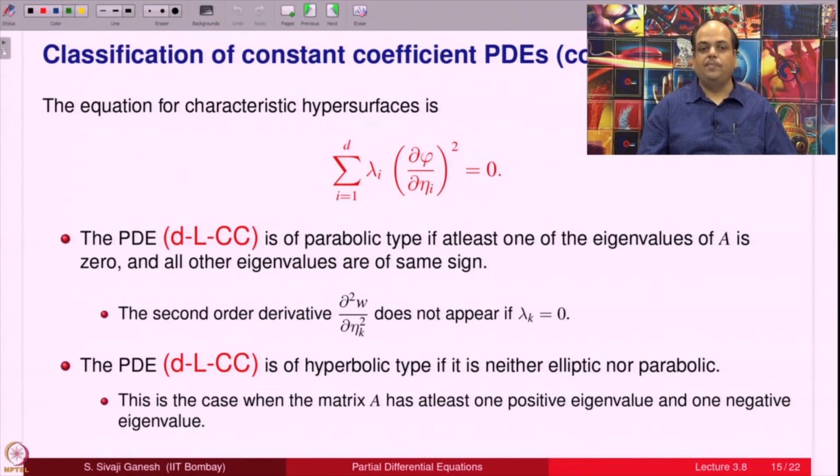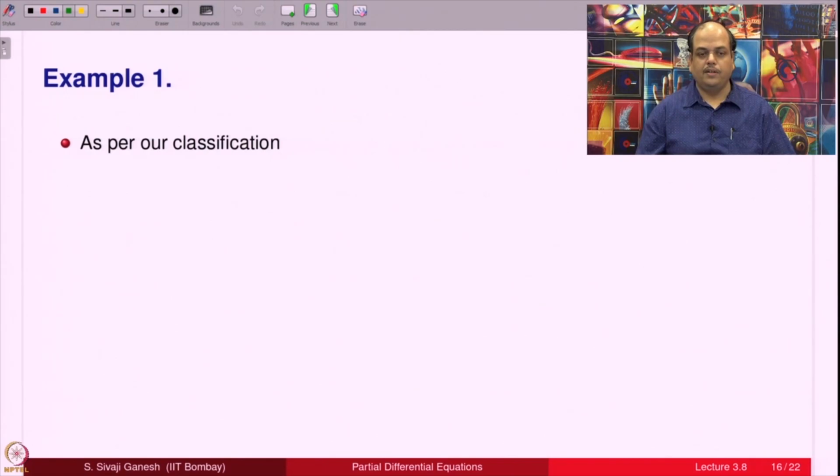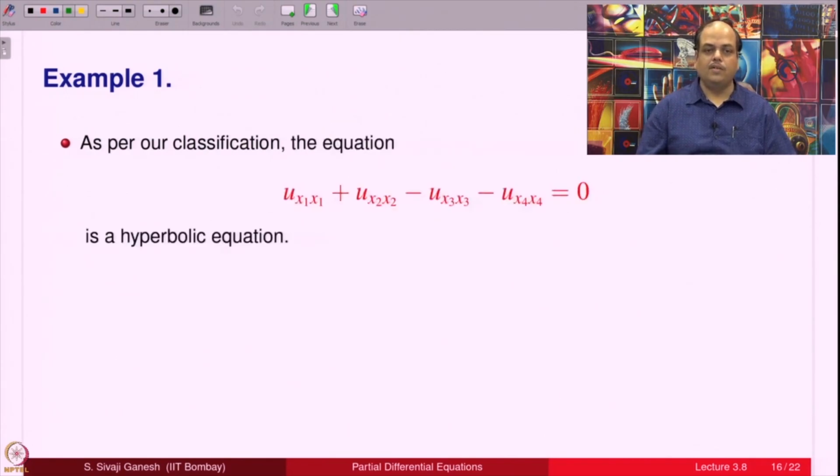Not elliptic means what? Elliptic is all eigenvalues of the same sign, so not elliptic means eigenvalues of different signs. Parabolic is when at least one eigenvalue is 0, so not parabolic means no eigenvalue is 0. What do you mean by not parabolic? That also, if you input, you will get this case. When this happens, then it is hyperbolic. So, as per our classification, this equation is a hyperbolic equation.